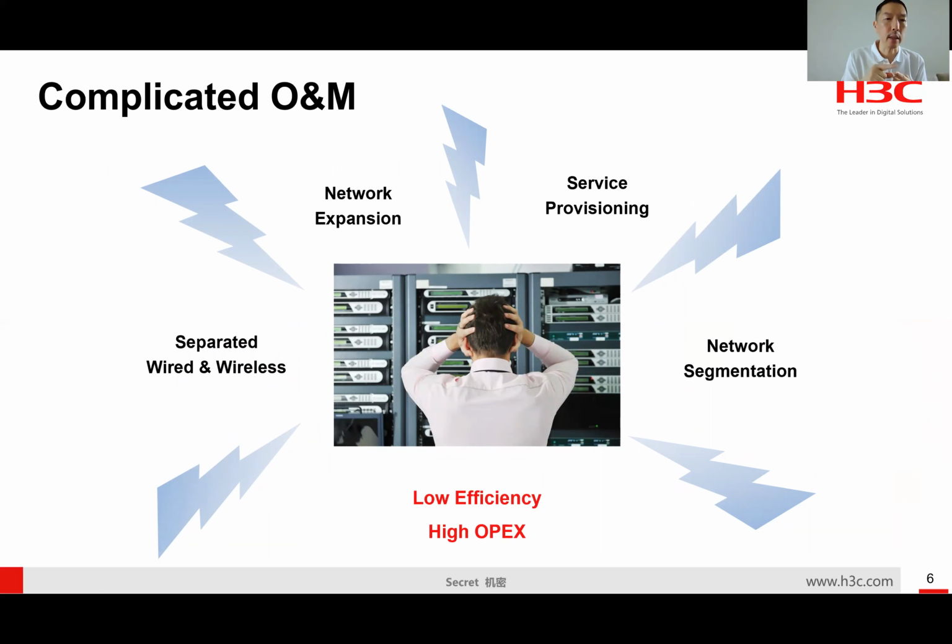We are talking about the separated wired network and wireless network management. And when you think about network expansion, you need to plan your IP, your switch locations, cable, a lot of things, right? When you do service provisioning, how are you going to offer the service to particular internal users, what servers they can access, what resources they can touch. All these will bring a lot of issues to the IT admin, together with network segmentation. So all these issues will bring low efficiency.